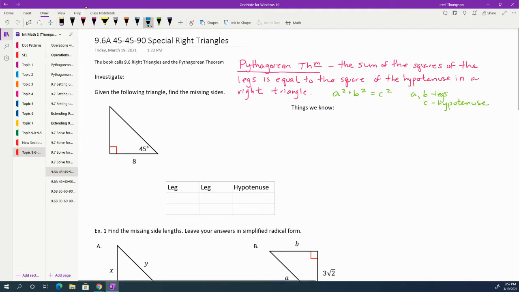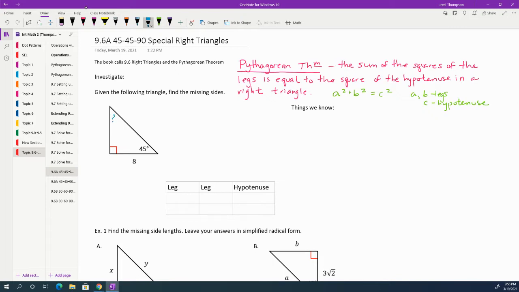As we go through this investigate problem right here, I'm going to write down things that we know about this type of problem on the right-hand side, kind of like a running list of facts. So first things first, in this triangle, what do we observe? We have a triangle, which means a polygon with three sides. We have a right angle. I also have a 45-degree angle. So what piece of information can I use to find this missing angle here that I don't have represented?